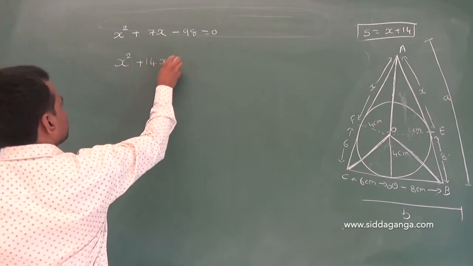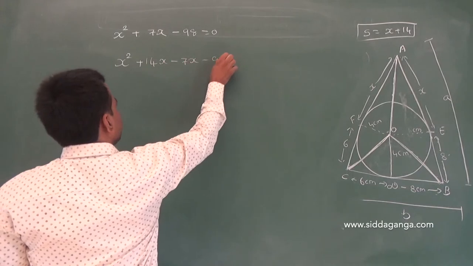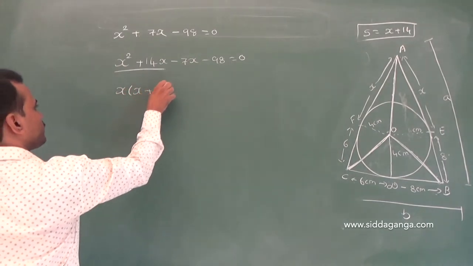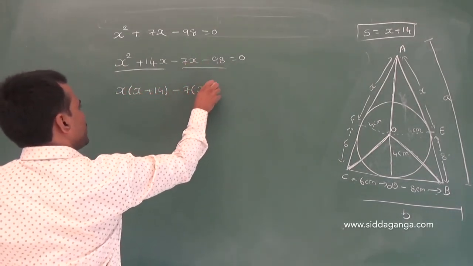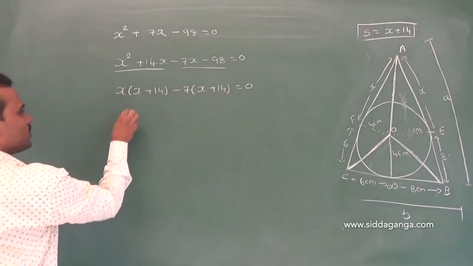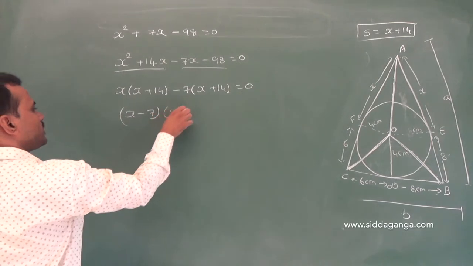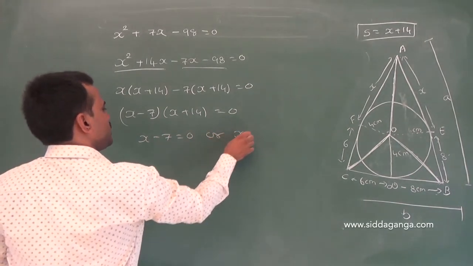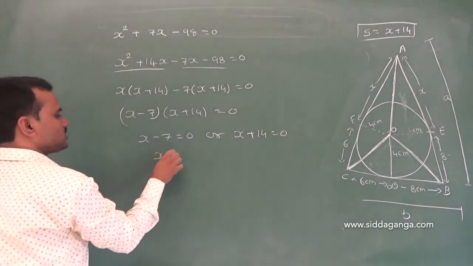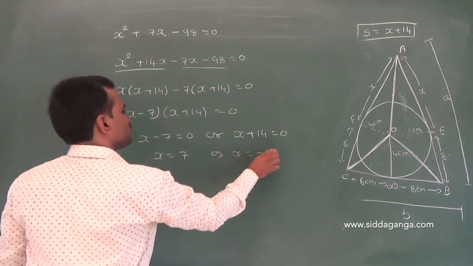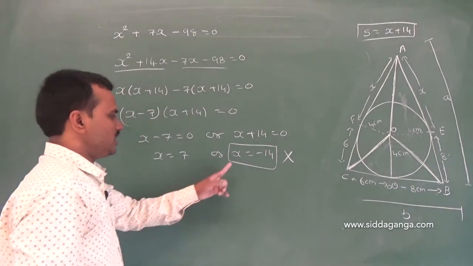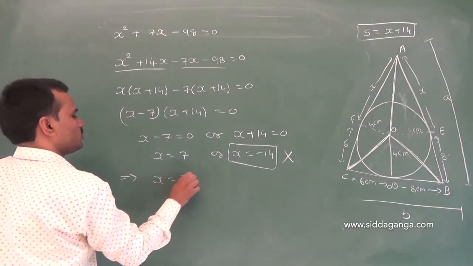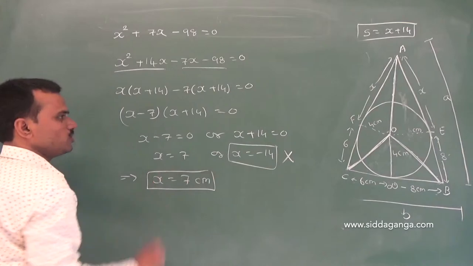14x minus 7x minus 98 is equal to 0. In this term I take common x, x plus 14. In this term I take minus 7 common, x plus 14 is equal to 0. x minus 7 into x plus 14 is equal to 0. So x is equal to 7 or x is equal to minus 14. We cannot take this value because length is never negative, so x is equal to 7 centimeter.